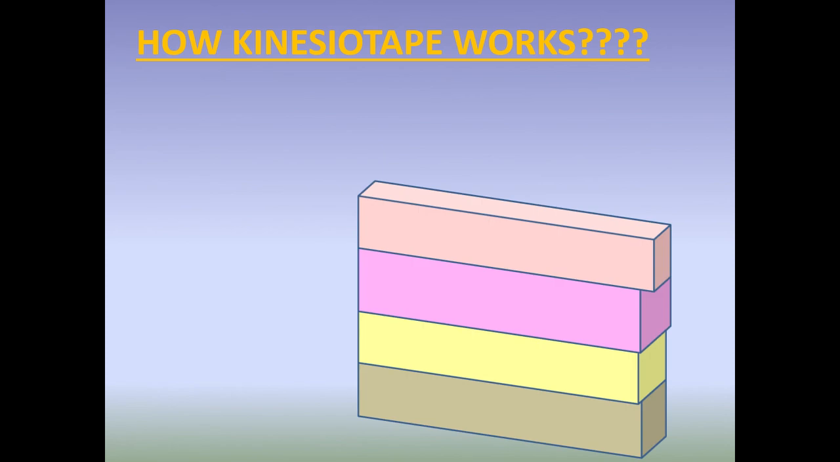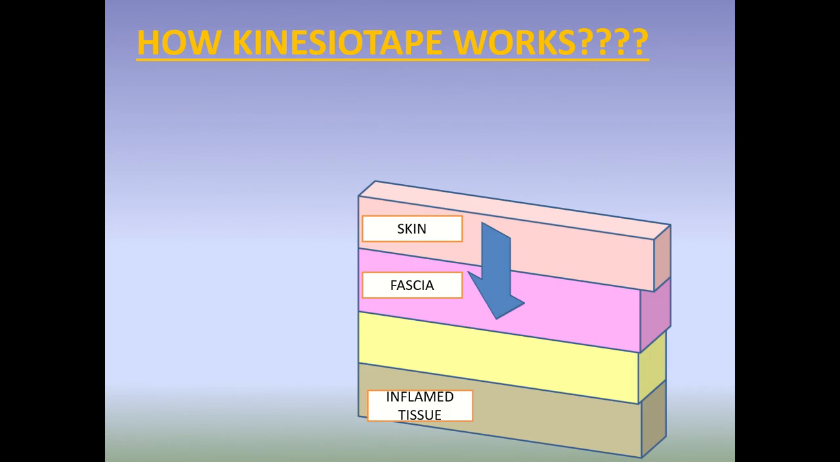Now coming to how the tape works. Imagine this is your skin, fascia, and the inflamed tissue. As skin and fascia are present over the muscle, if the muscle is becoming inflamed, skin and fascia become a burden over the muscle because they are lying on top of the muscle. Now already the muscle is becoming inflamed, so skin and fascia provide a compressive effect on the muscle and its covering.